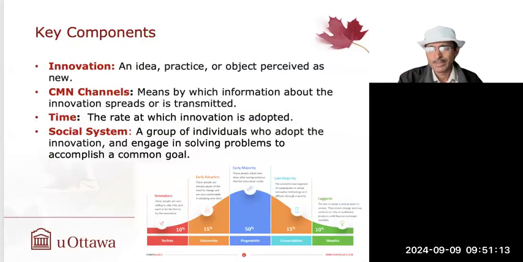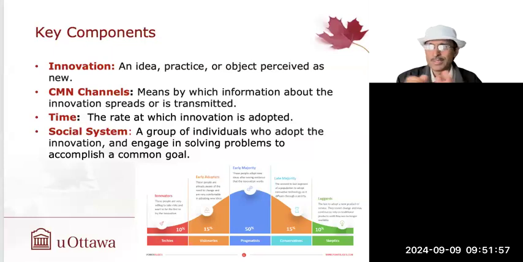Here are some of the key components we can be discussing about the diffusion of innovation theory. Number one is the innovation itself, and Rogers defines innovation as an idea, practice, or object perceived as new to certain sociocultural groups. Similarly, communication channels mean any channel, any medium, any technology by which information about the innovation is transmitted to the public or potential customers.